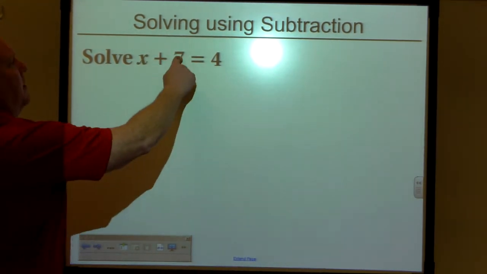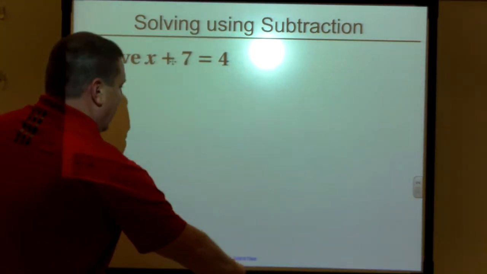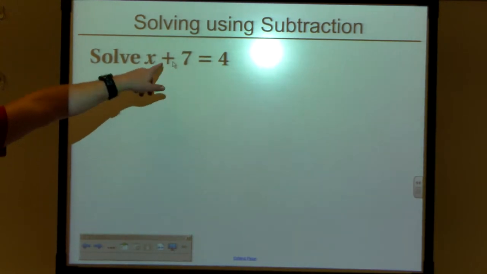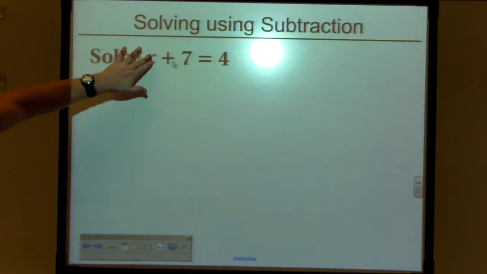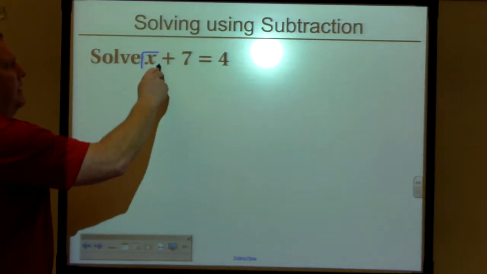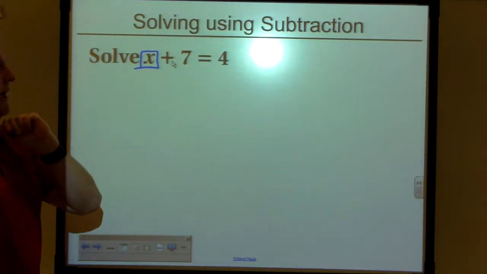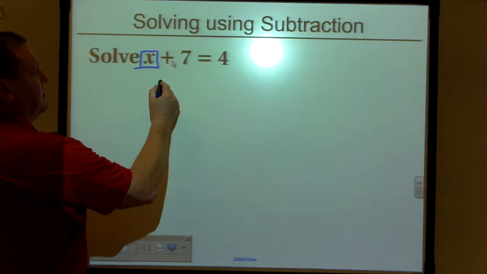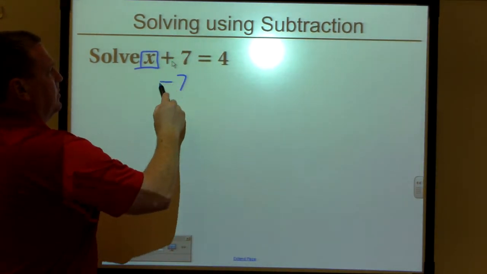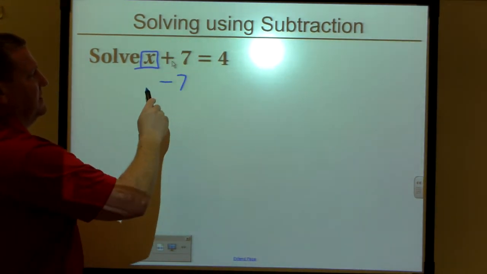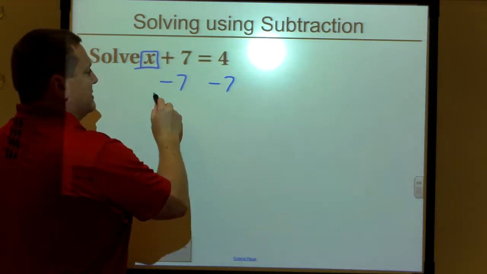First thing is we're going to solve by using subtraction. This is an addition problem. We're going to solve for x. We're going to isolate x. And we're going to use the inverse operation of addition, which is subtraction. So we're going to minus 7 to undo the plus 7 from this side. But to keep things in balance, we have to minus 7 from the other side.